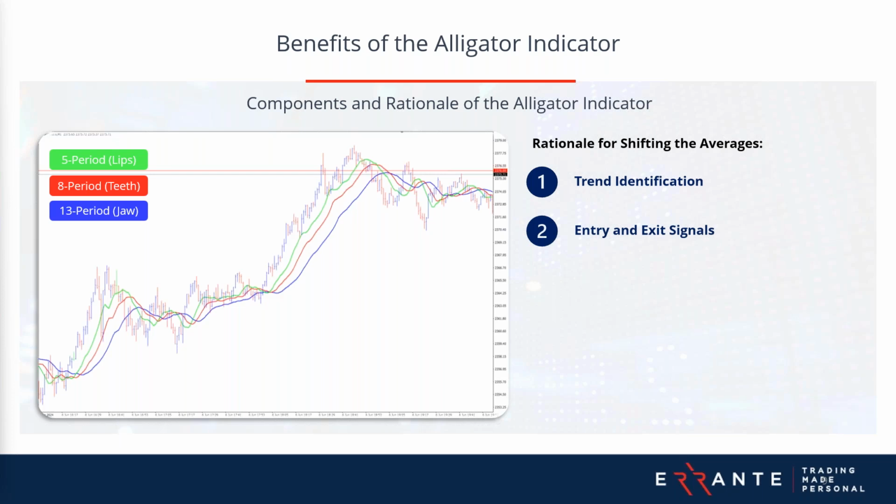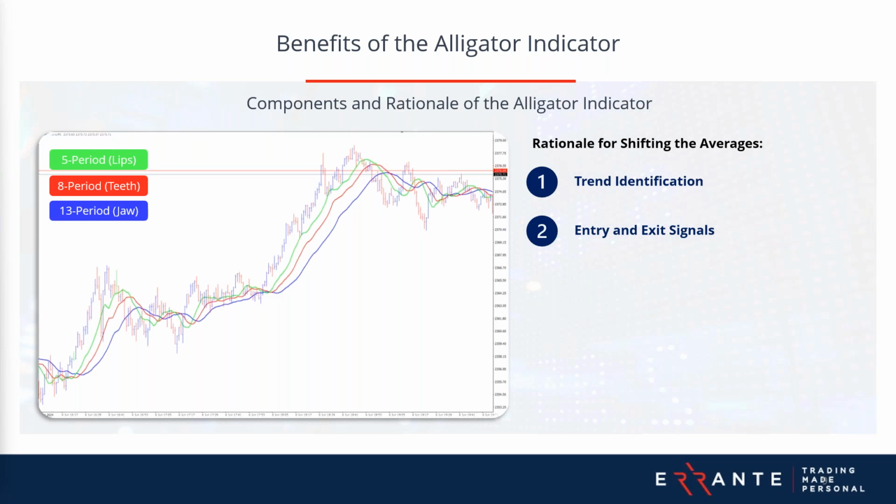And then also the Alligator provides clear entry and exit signals. You will see how when the lips cross above the teeth and jaw, it signals a potential buy opportunity if price is moving above all of the lines, or out of the mouth of the alligator. Conversely, when the lips cross below the teeth and jaw, it signals a potential sell opportunity in the event that the price is moving below all the lines, out of the mouth of the alligator.